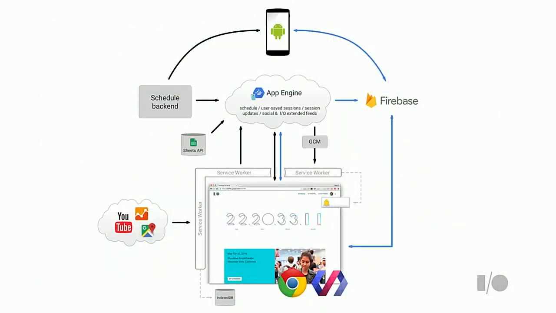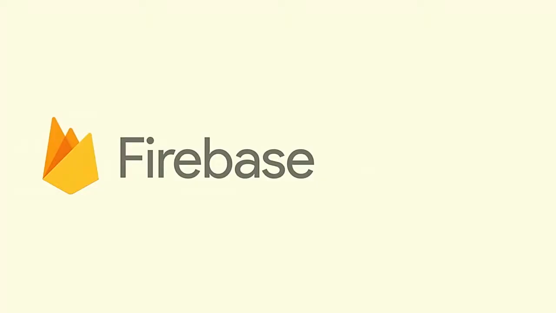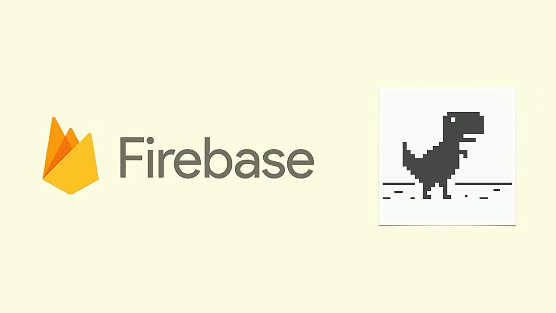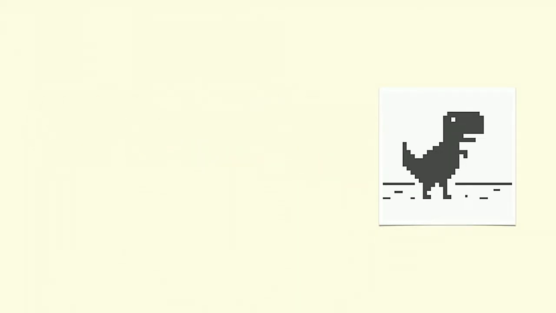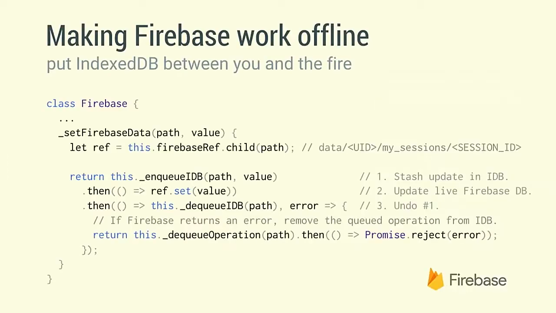So there's kind of this big elephant in the room. I talked about Firebase a lot. Firebase is really amazing, a real-time database in the cloud. All the different schedule apps for I/O this year use it as their backend. But what happens when you have a WebSocket API, how do you make that work offline? Well, that's the challenge. So it was a challenge, actually. But what we ended up deciding on was basically just wrapping the thing in IndexedDB. So anytime you try to set data in Firebase, stash it in IDB first, try to write it to Firebase, and then remove that stashed data from IDB.